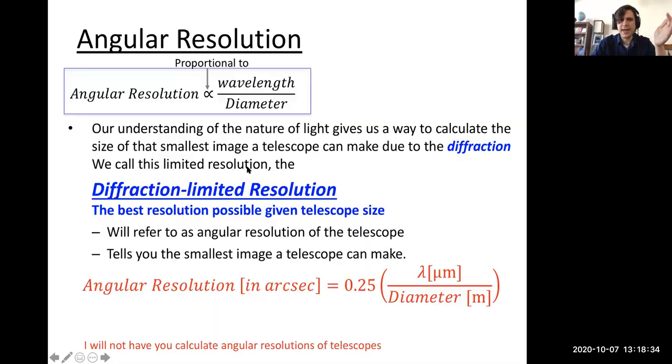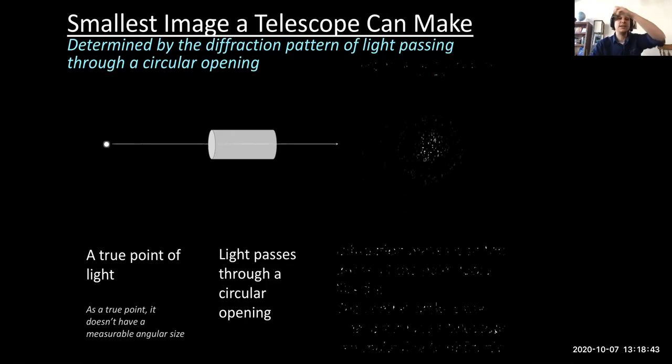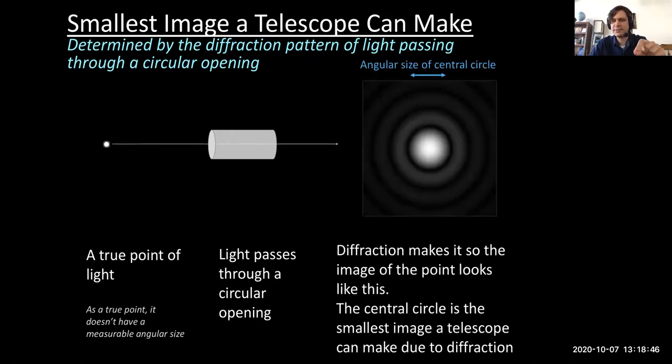So we have a point of light, and just because of how diffraction works, a wave property of light, passing that light through a circular opening means we can't see a point of light, we see this blurry blob instead, which is going to be the smallest image a telescope can make. What determines how big of a blob this central region is and where these rings are? The diameter of the opening and the wavelength of light.